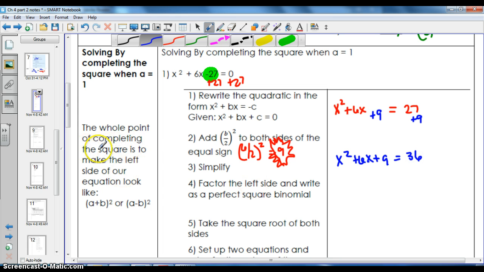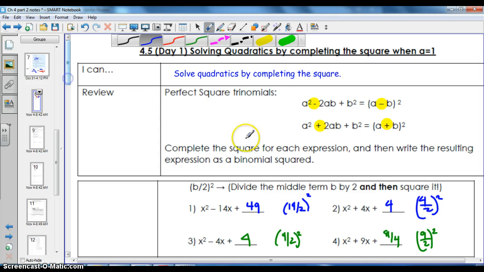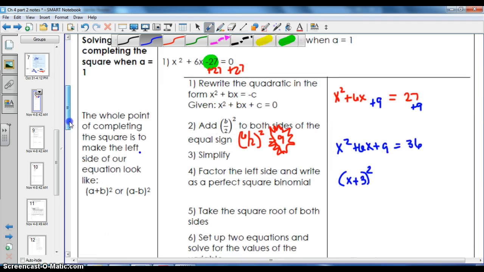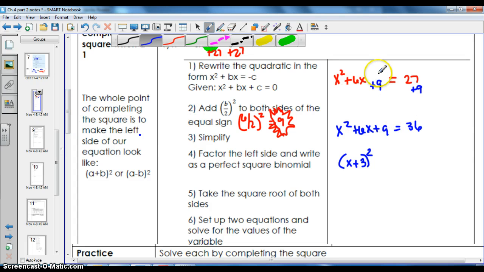So the whole point in completing this square is to make the left side what we just did, that magical number, so that we can factor it. Because this is a perfect square 1, this is a perfect square 9. So we know it's x. Since this sign is a plus, we bring the plus down. And then 9, square root would be 3. And then we have that whole thing squared. So that goes back to that first page of perfect square trinomials, factoring those. So first step, magic number, put that in there, then factor.